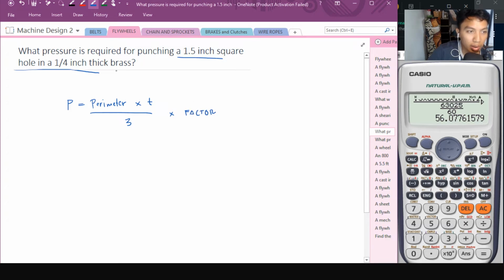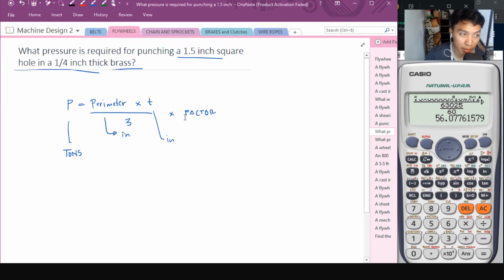Ngayon, sinabi brass. Pero paano pag hindi sinabi sa problem? Okay? Pag hindi sinabi sa problem, you assume that it is steel. Ngayon, ano yung mga units na ito? This is in tons. Excuse me. This is in inches. Tapos this is in inches din. Okay? Ganon. I-maintain nyo dapat ganon yung kanyang units.